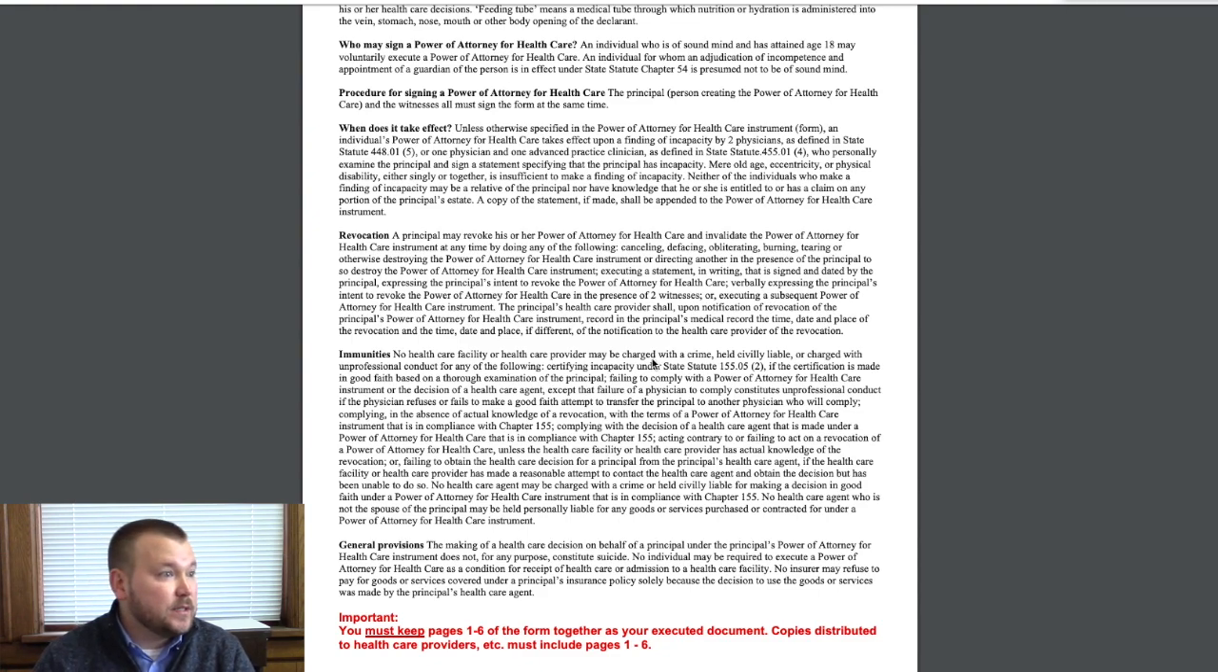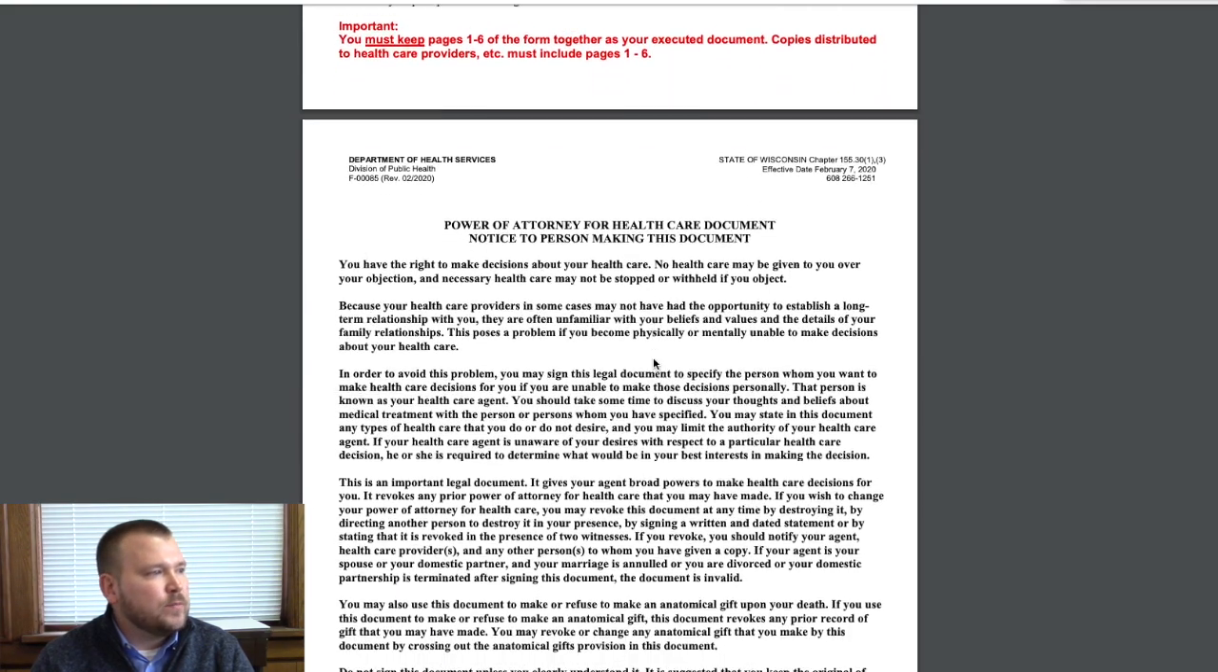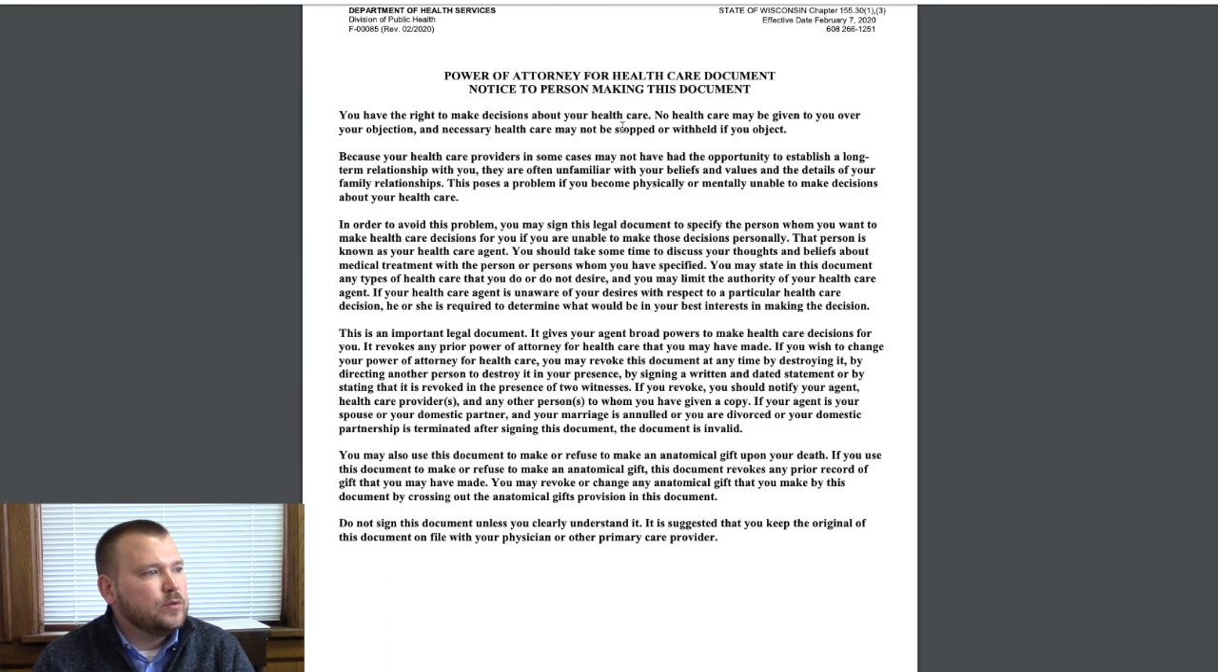The next 6 pages are what's important. Right now, this is the notice to a person making the document. You have to have this. If you don't have this completed by an attorney, and the attorney signs off saying, I explained everything sufficiently to the individual, then you have to have this language. This is in the statute. So this is the first page. The notice to the person making this document explains to you exactly what you're doing and the authority you're giving.